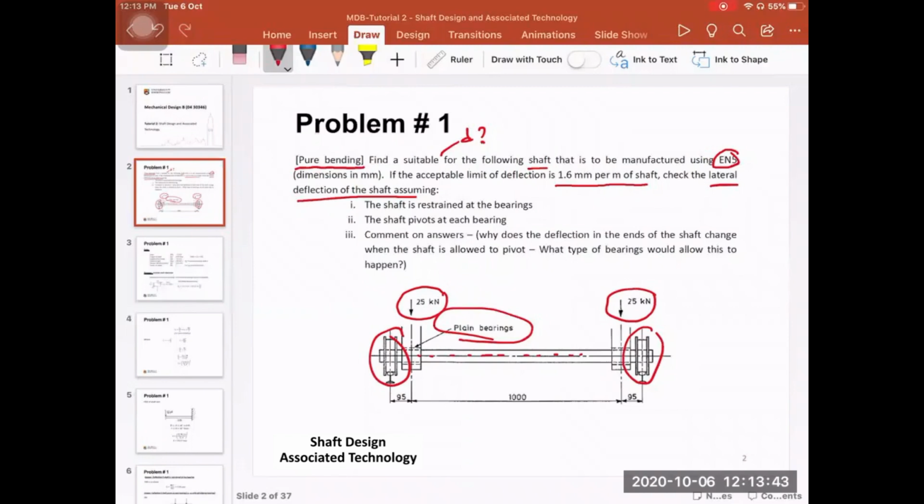So first, the shaft is restrained at the bearings, and second, the shaft pivots at the bearings. So we are going to solve these 2 cases. We are going to find the deflection for case 1 and 2. Also, you are required to comment on the answer. Why does the deflection in the ends of the shaft change when the shaft is allowed to pivot? And what type of bearing would allow this to happen? Okay, we're going to talk about this in detail.